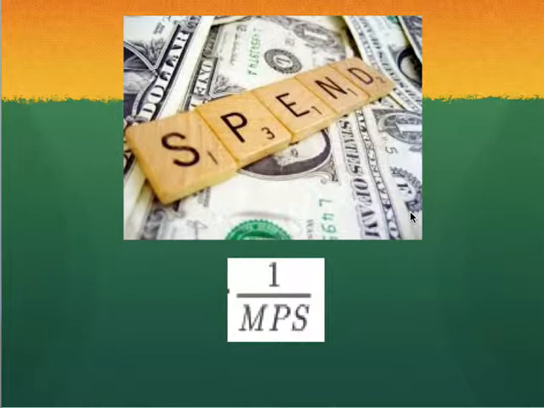The second way to solve the spending multiplier is like the first, but instead of 1 minus MPC on the bottom, you have MPS. MPS is equal to marginal propensity to save. Both these formulas tell you how much total spending an initial injection of spending in the economy will generate.